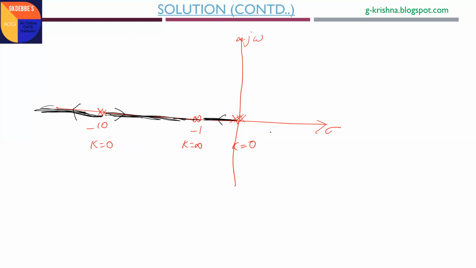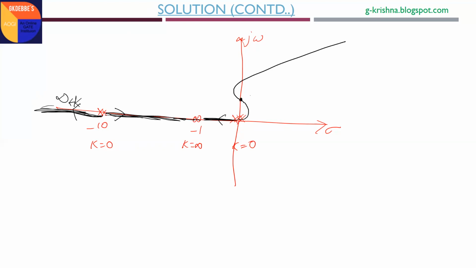How many asymptotes do we have in total? It is 3, and the 3 asymptotic angles are 60, 180, 300. This branch only terminates with 180 degrees. The remaining 2 poles will break away and terminate with 60 degrees. But how many times will it cut the positive imaginary axis? 2 times. Hence, like this, 2 times it will cut.